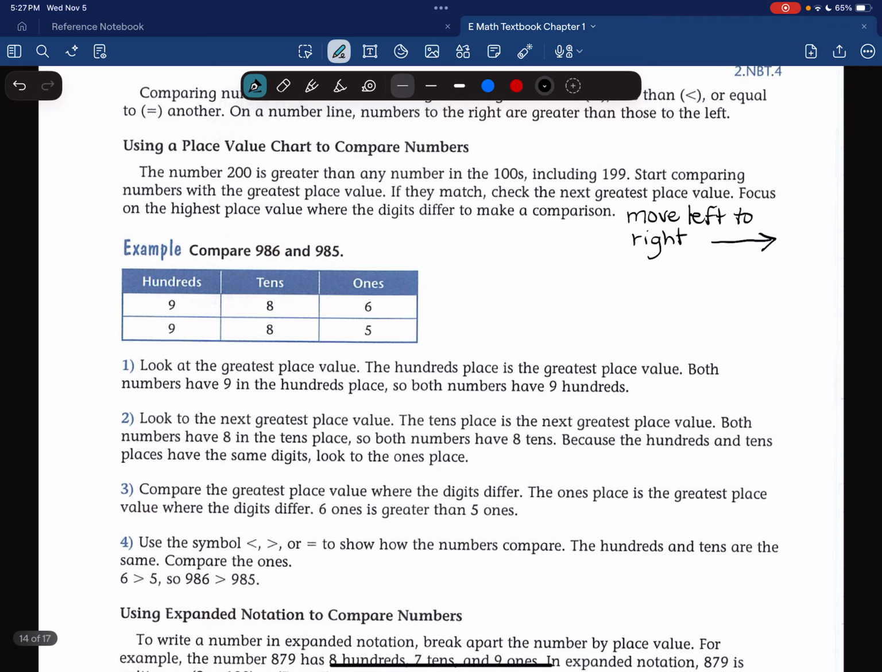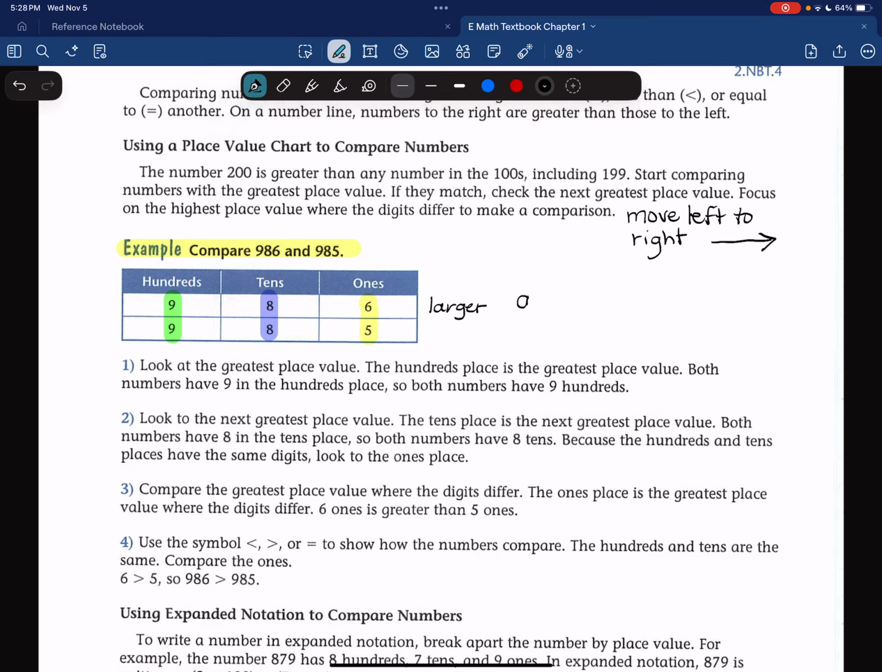An example. Let me highlight the example for you. It says to compare 986 and 985. So moving left to right, we would first compare the hundreds place. And both of them have 9 flats. Then we would compare the tens place. Both of them have 8 rods. But when I get to the ones place, I can tell you that this number is larger. It is 1 cube larger than the number underneath it.